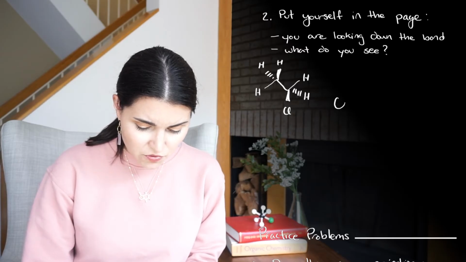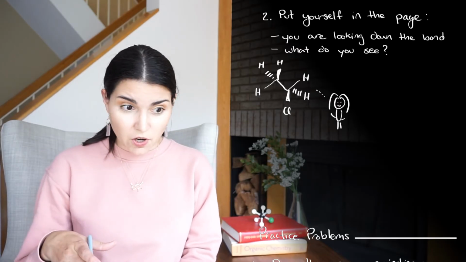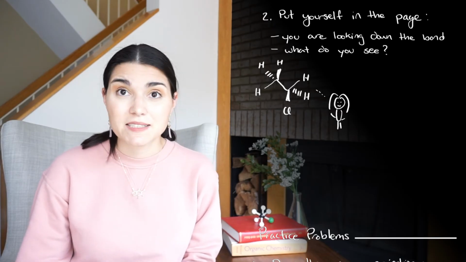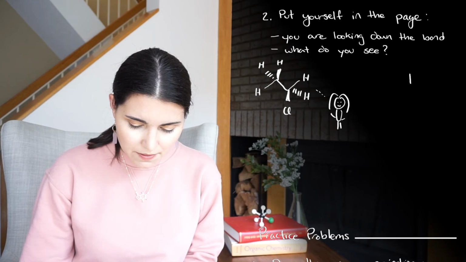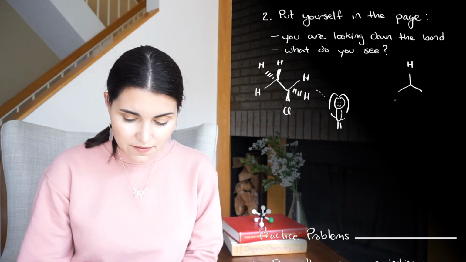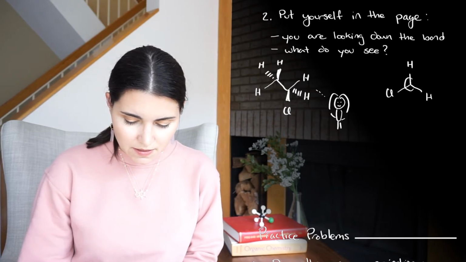And then I'm just going to draw myself right in here. There's my arms and legs. I'm not a good artist. And I'm looking straight on at that front carbon. And so I'm going to ask myself, what do I see? If I look up, I see a hydrogen. If I look down to my left, I see a chlorine. And down to my right, I see a hydrogen.